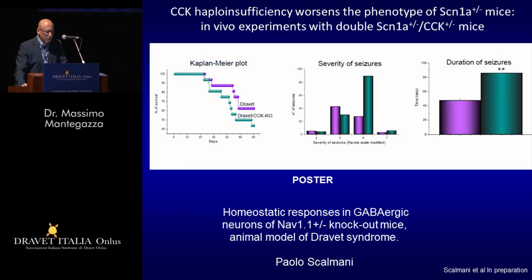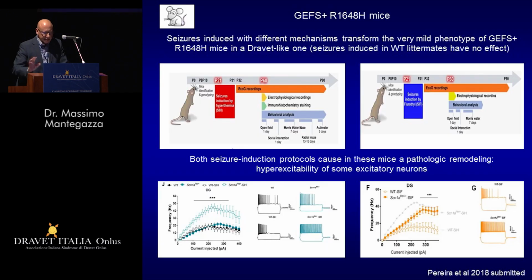In fact, when we have haploinsufficiency of cholecystokinin, because here we crossed the SCN1A heterozygote knockout mice with heterozygote knockout mice for cholecystokinin, so I have a double heterozygote. In the double heterozygote, you get higher mortality, more severe seizures, and longer seizures. So this is an important homeostatic response that can modify the phenotype of the mice. And so if you want to know more about it, there is a poster here, and Paolo Scalmani will present it. So the last slide, basically.